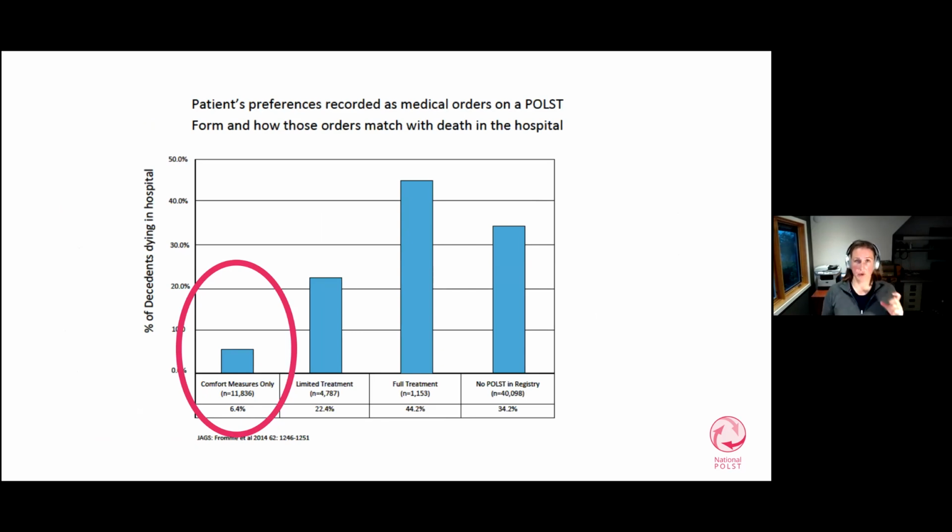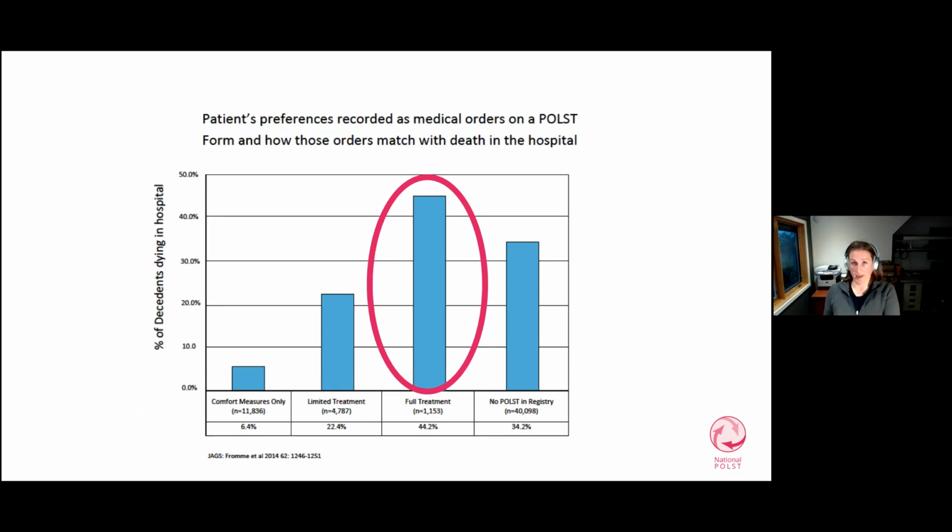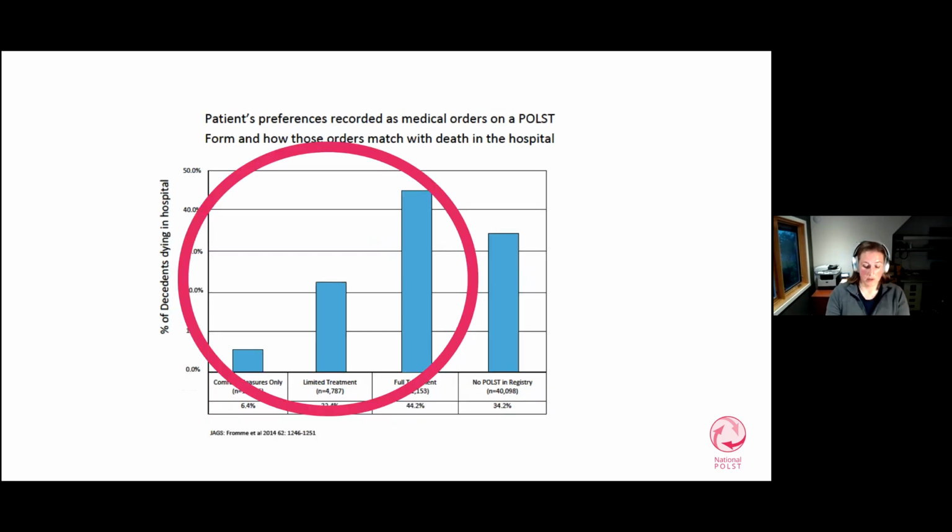The chance of you dying went down to 6.4%. On the other end, if you said full treatment, which was you were fine going to the hospital and you wanted all that treatment, then your odds of dying in the hospital went up 30%. So essentially, the patient gets what they want, and that's pretty effective.